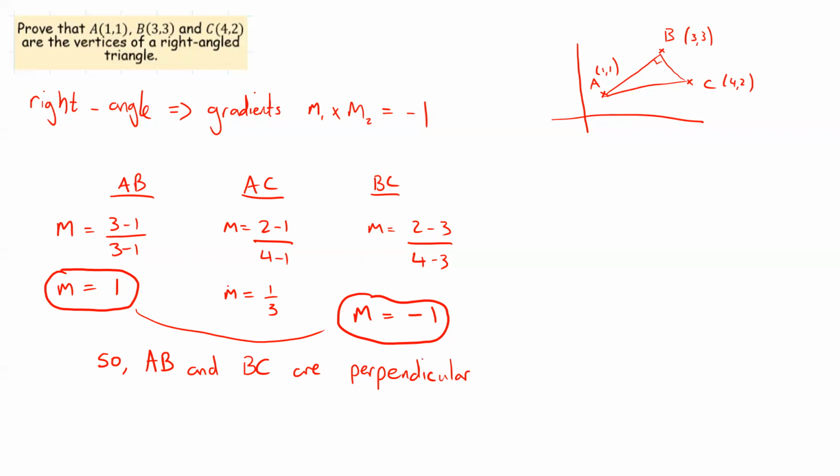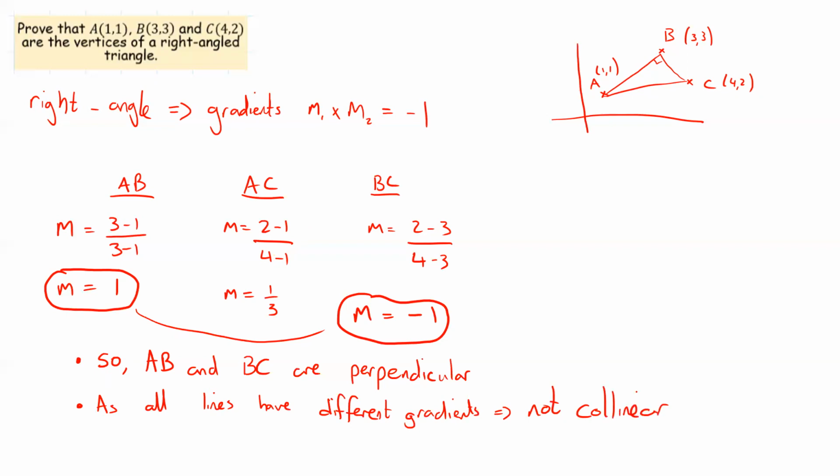The last thing to note is, and I'm going to actually write this, because these all have different gradients, it does mean that they're not collinear. So, as all lines have different gradients, this implies they're not collinear. And that's the main thing that I want to show here. This is because if they're not collinear, it means they're not the same line.